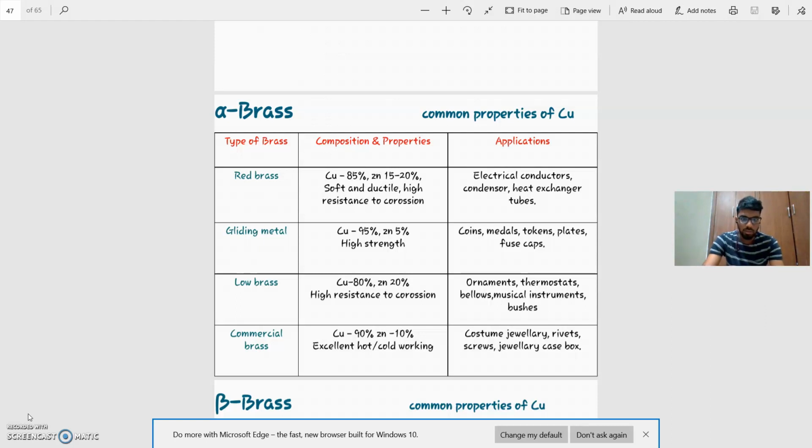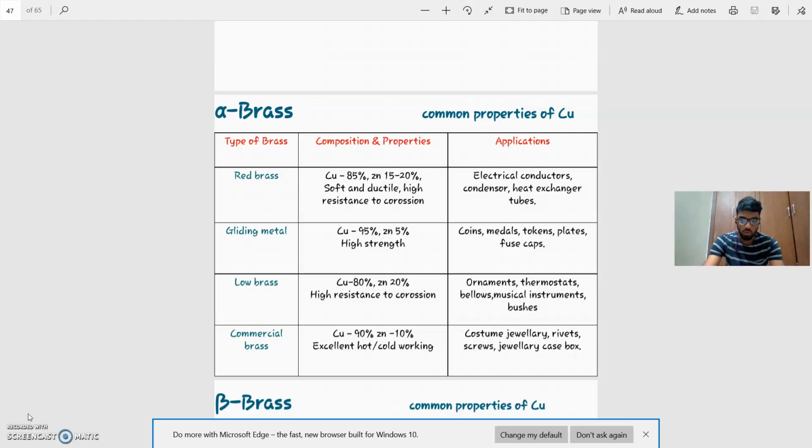Gilding metal consists of 95% copper and 5% zinc, and it has very high strength. It is used to make coins, medals, tokens, plates, fuse caps. And the next one is low brass. It consists of 80% copper and 20% zinc. It has high resistance to corrosion.